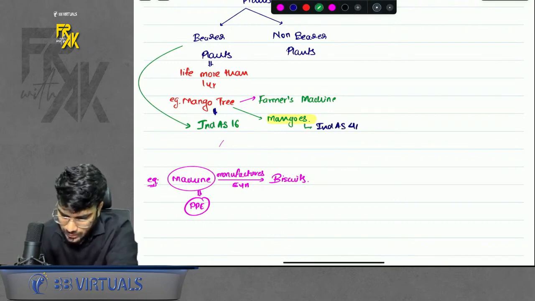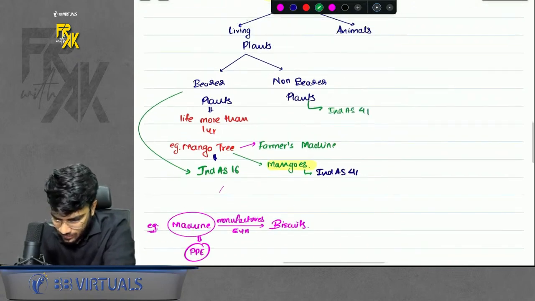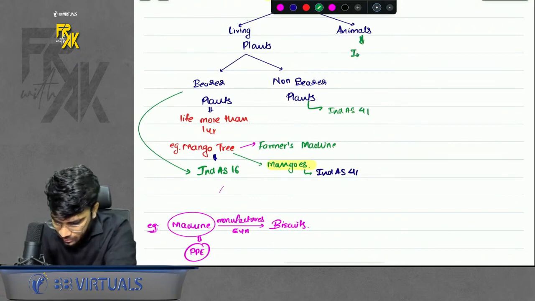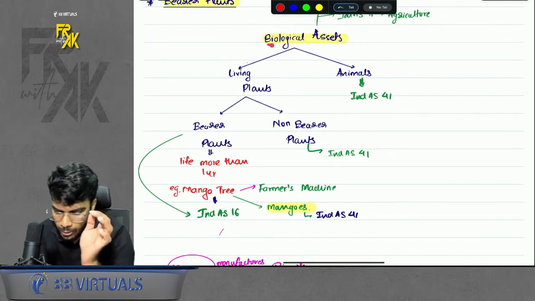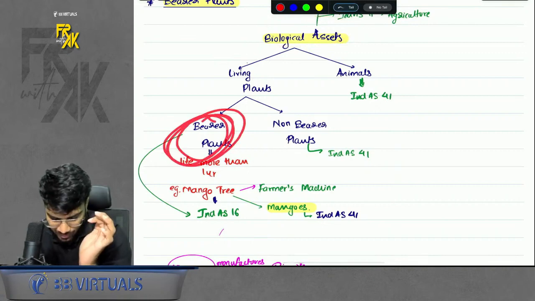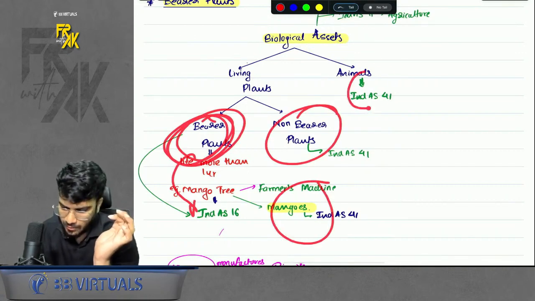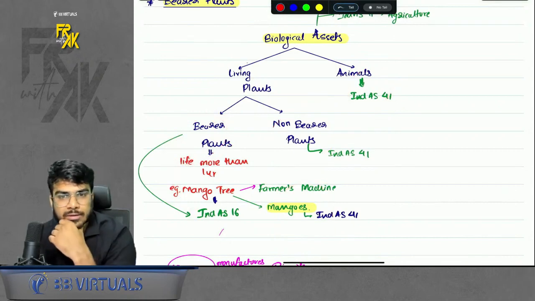Sir, what about the other aspects like non-bearer plants? These are also covered under IND AS 41. What about animals? These are also covered under IND AS 41. That is why I defined the biological assets first. See, biological asset has one aspect of bearer plants. Only this aspect is covered under IND AS 16. All other items are covered under IND AS 41. Right? So please prepare this chart.